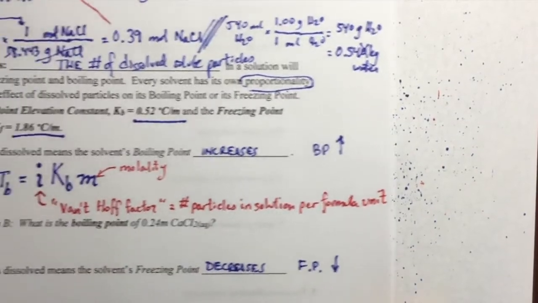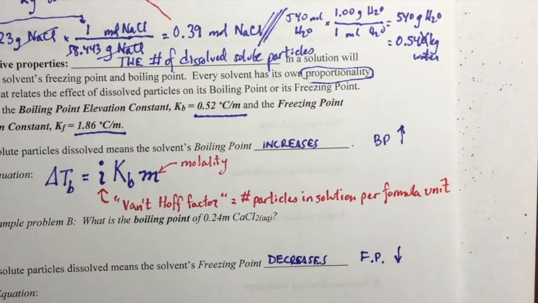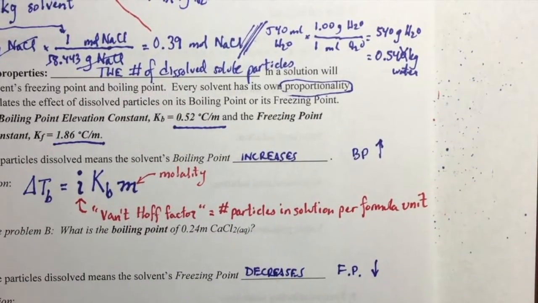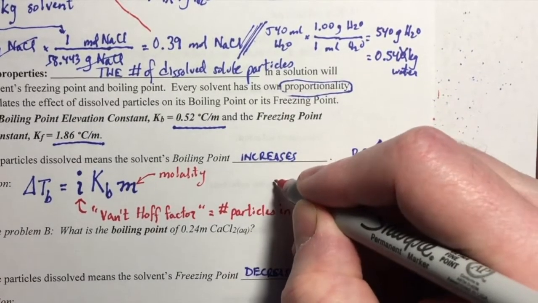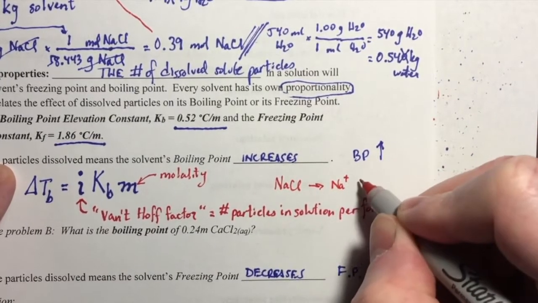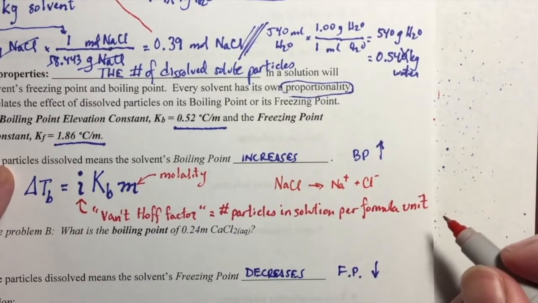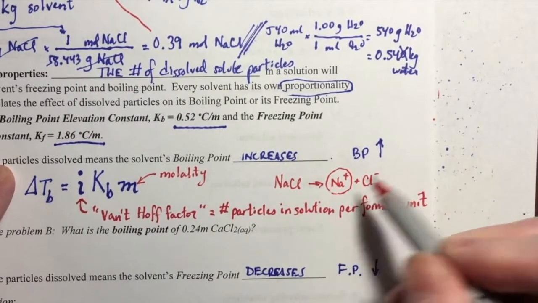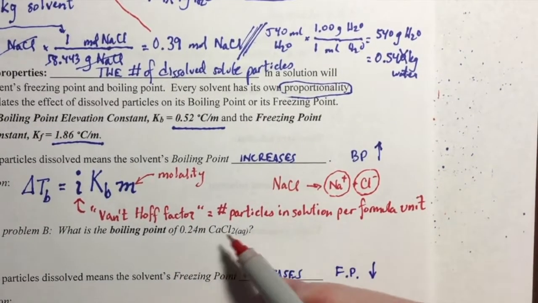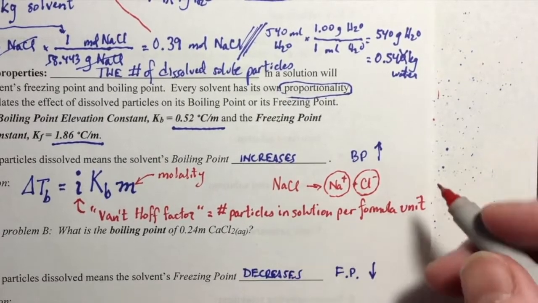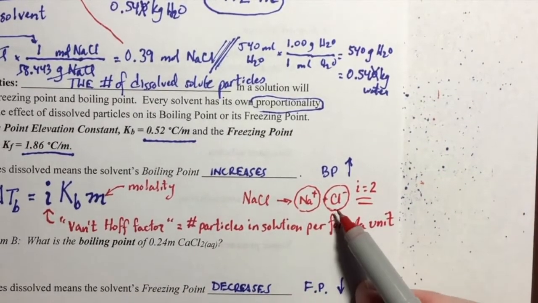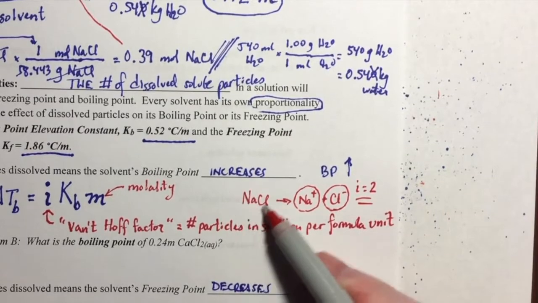Okay? So what in the world does that mean? Well, let's think about sodium chloride. We know that sodium chloride is an ionic salt. It dissociates into its ions, so for NaCl, it breaks up into Na+ and Cl-, right, in solution. So there's one particle in solution and there's two particles in solution. So the Van't Hoff factor for NaCl, the i, equals 2 because sodium chloride dissociates into two particles for every formula unit.